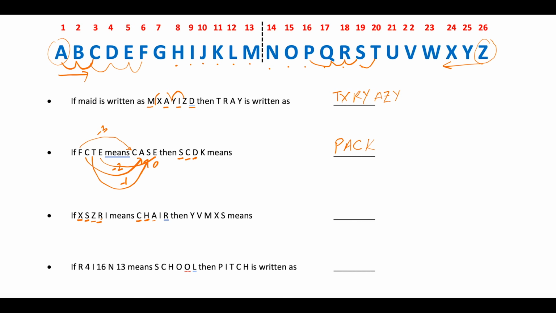R to I. 1, 2, 3, 4. Definite mirroring. I won't even check any further. We know that's mirroring. So when we get a Y, which is here, we're going to have a B from this end. There.